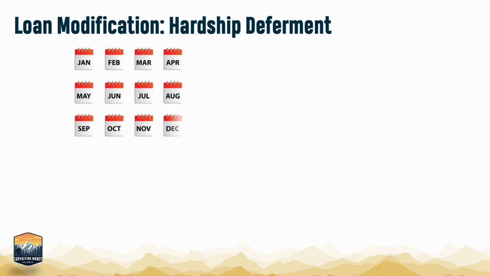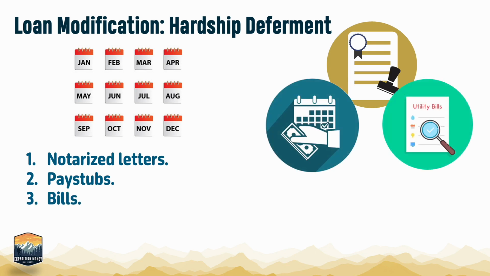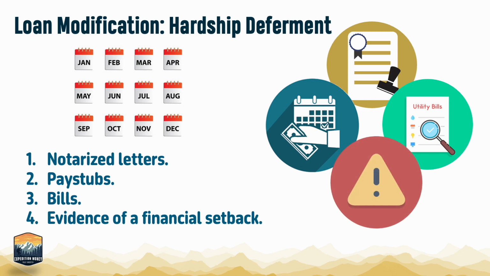Another modification might be a hardship deferment. If you're suffering from a temporary financial setback, such as a job loss or a temporary financial burden, your lender might allow you to skip several of the scheduled payments. Keep in mind that you'll probably have to prove that you're having a qualifying hardship. Don't be surprised if they require notarized letters, copies of your recent pay stubs, bills showing the unexpected expenses, or other evidence that might be relevant.